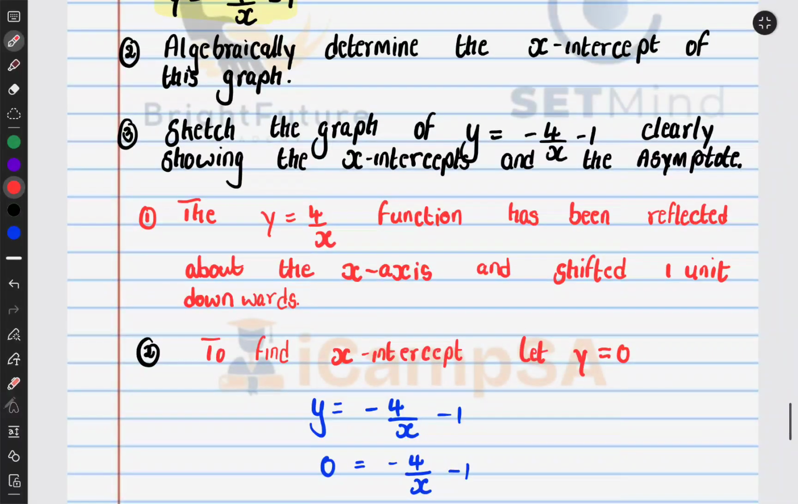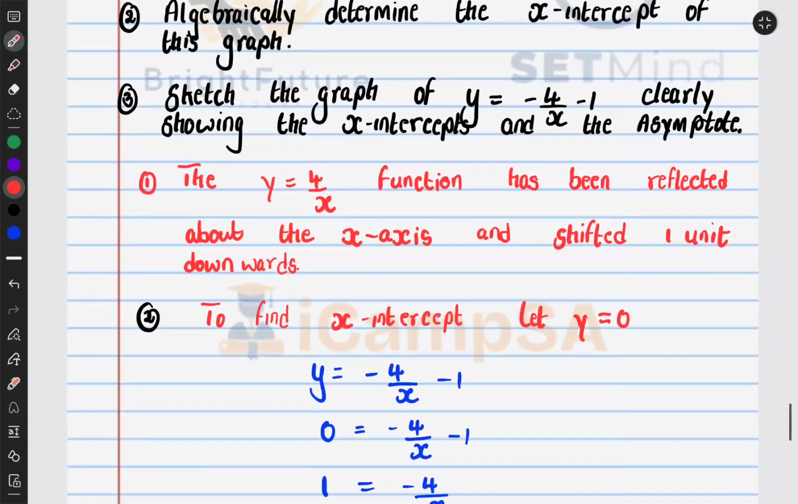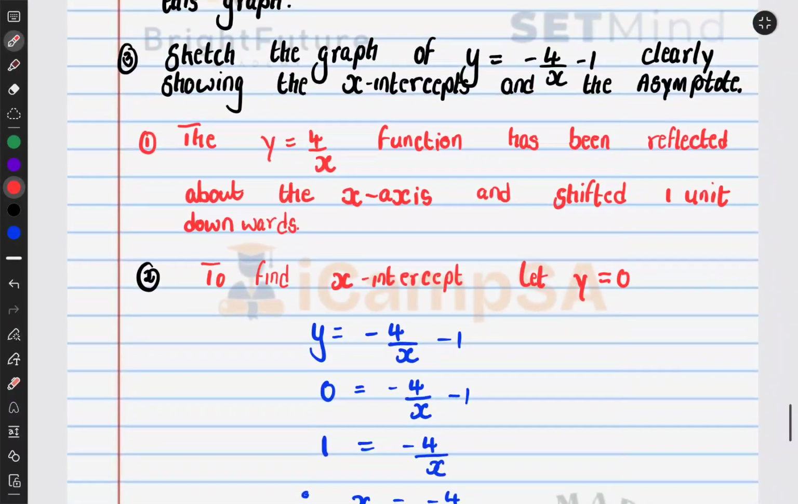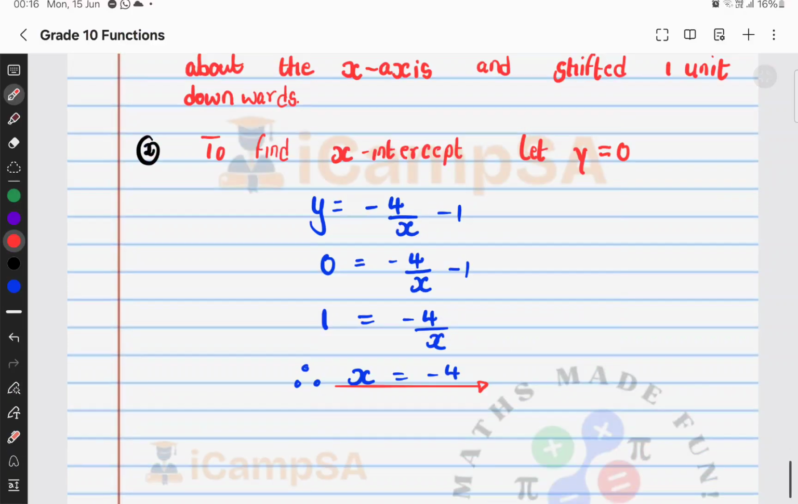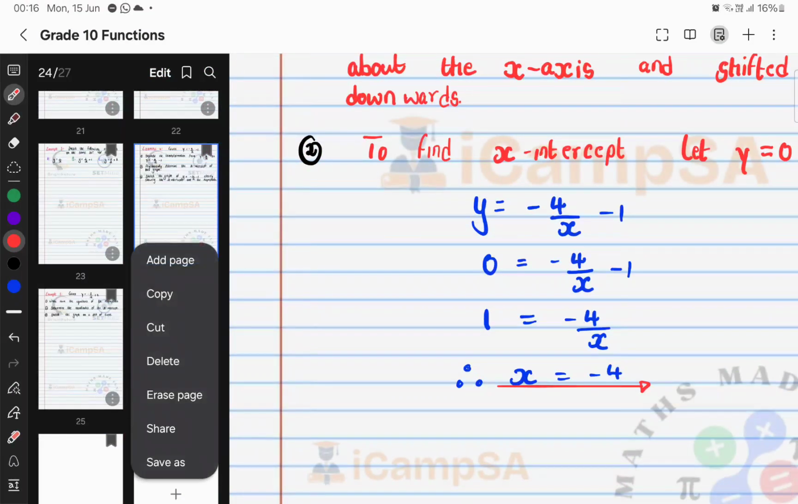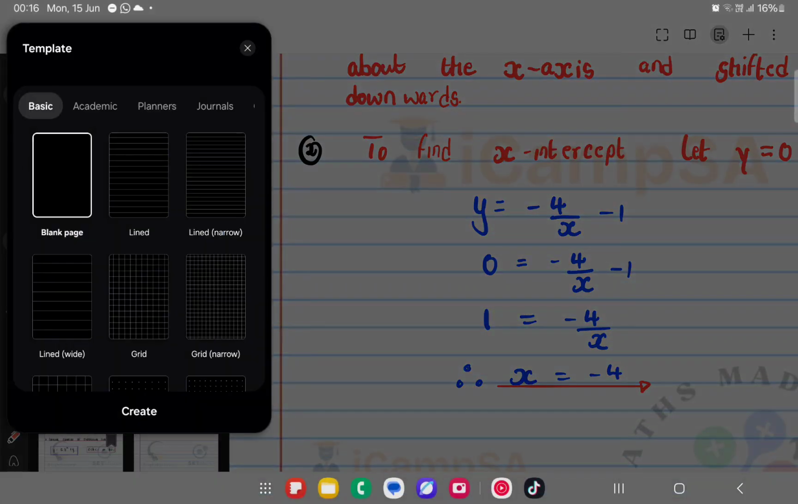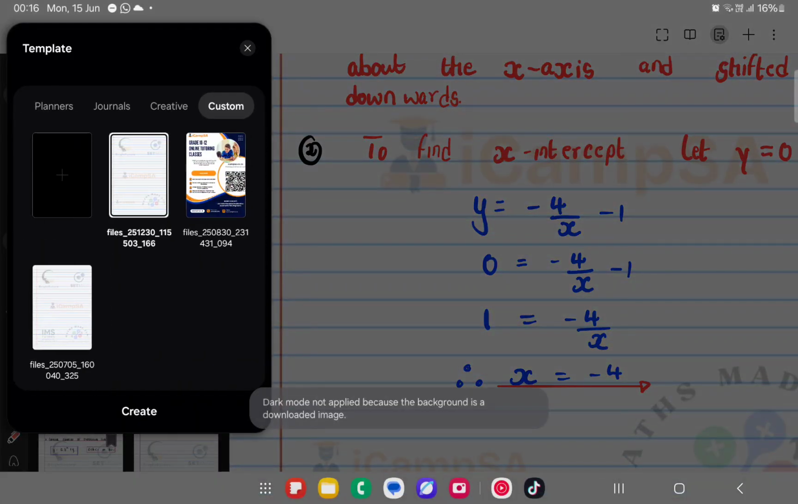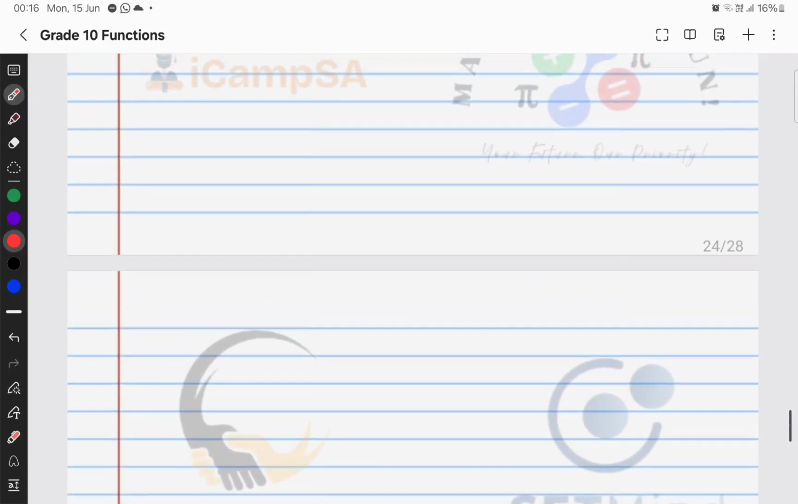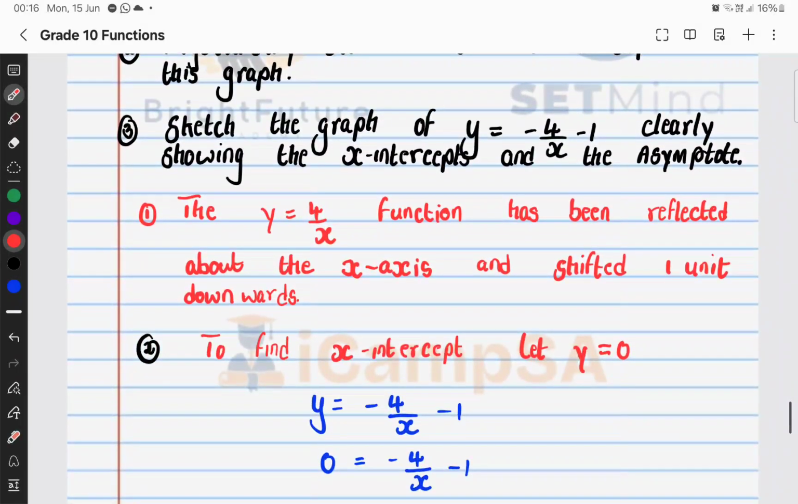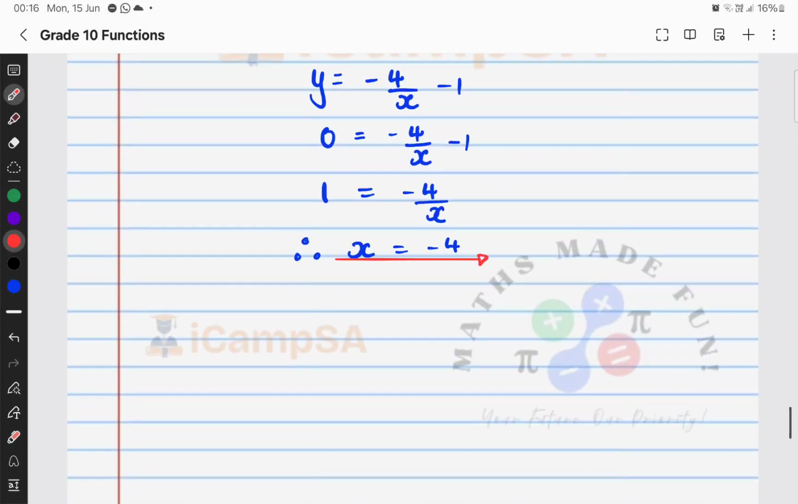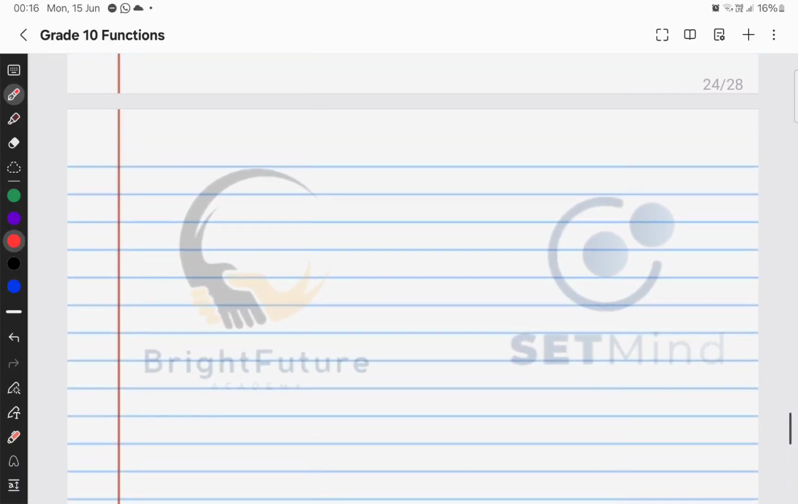And then next we are asked to sketch the graph of y is equal to negative 4 over x minus 1, clearly showing the x-intercepts and the asymptotes. Okay, let me add a page. Okay, we are now asked to sketch the graph and clearly show the x-intercepts.